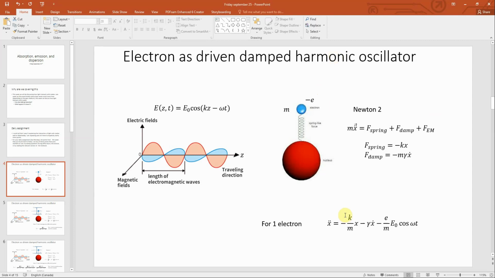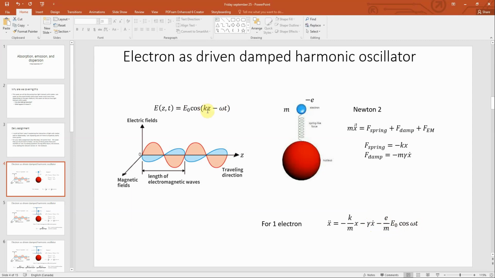We then solve for this one electron's motion, and what we get is that the acceleration of this electron is negative k over m x, where k over m is, of course, the resonant frequency squared, omega naught squared, minus gamma x dot, so that's again this damping term, and then minus e over m times E naught, multiplied by cos omega t, where cos omega t is this oscillating function in frequency.